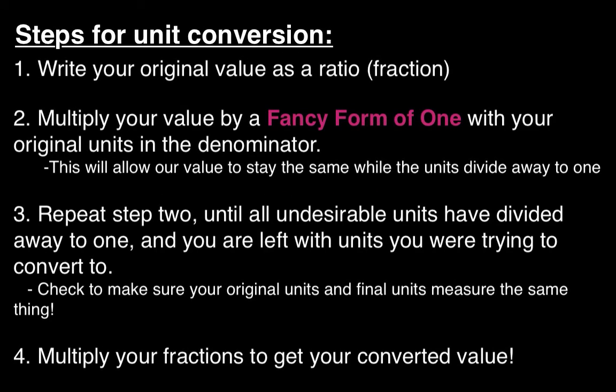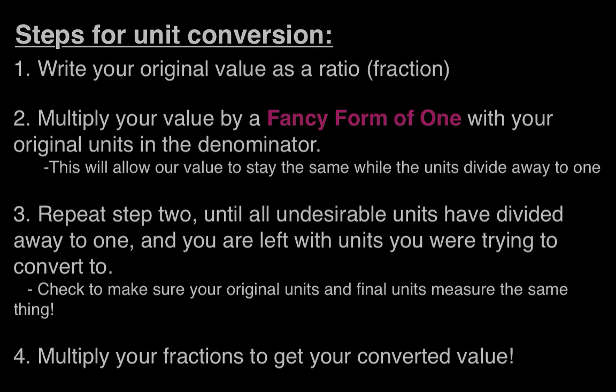Let's review the steps for unit conversion. Write your original value as a ratio, or a fraction. Multiply your value by a fancy form of 1 with your original units in the denominator. This will allow our value to stay the same while the units divide away to 1. Repeat step 2 until all undesirable units have divided away to 1 and you are left with units you were trying to convert to. Check to make sure your original units and final units measure the same thing. Finally, multiply your fraction to get your converted value.